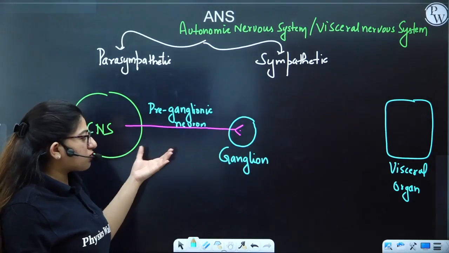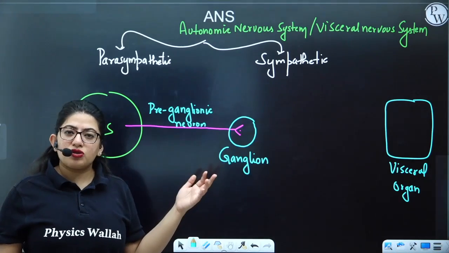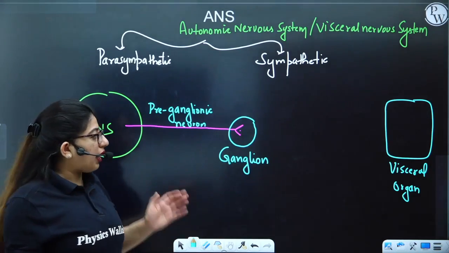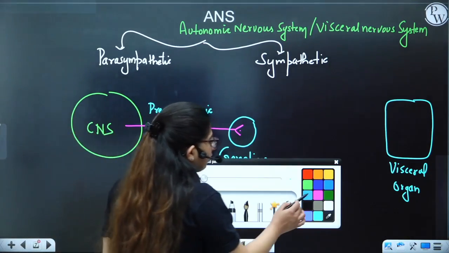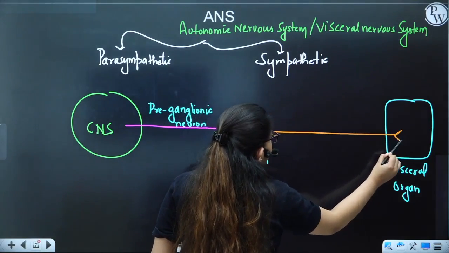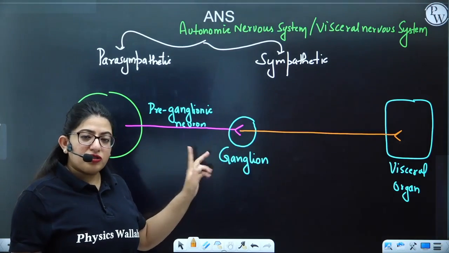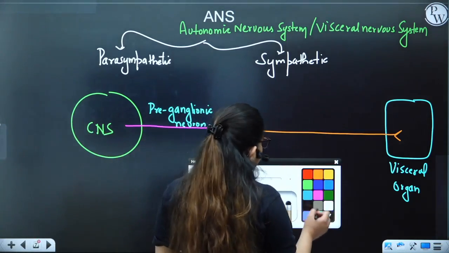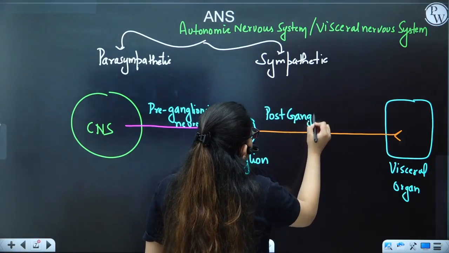But since these neurons are not long enough and the organ is so far away, for example, the CNS wants to send information to your urinary bladder, it's a long distance. So first of all, the information will be sent to the ganglion, and from the ganglion, another neuron will take information and send it to the visceral organ. As a result, a synapse is formed here. So the neuron which is present before the ganglion is preganglionic, and the one which is present after the ganglion is a postganglionic neuron.